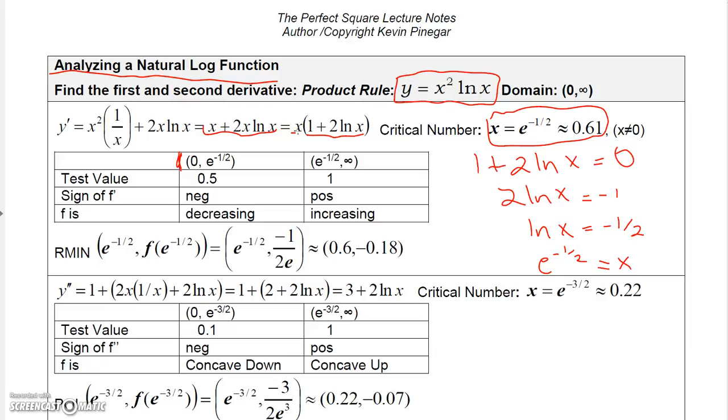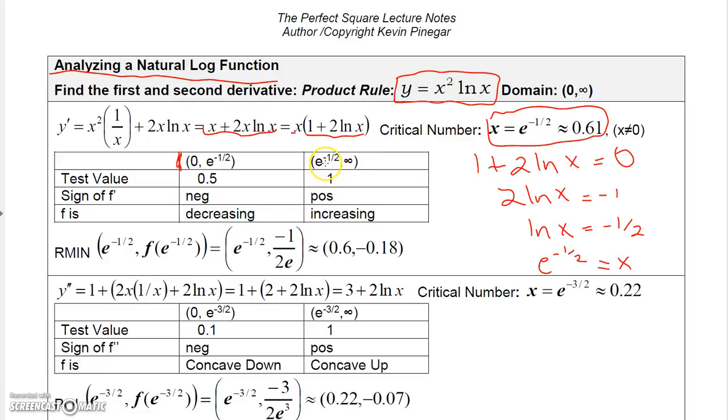So if I plug 0.5 into here, x is going to be positive. But if you plug 0.5 in here, 1 plus 2 times natural log of 0.5 is going to be negative. So you're going to have positive times a negative, so you're actually going to get a negative. So the derivative is negative, so the function is decreasing on that interval.